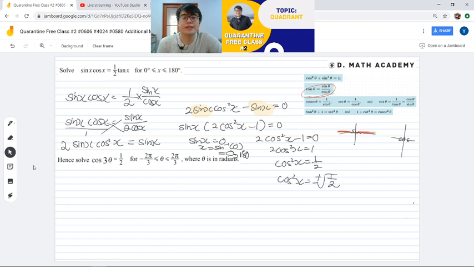As for cosine, as mentioned by the question, it has both positive and negative answer. So this positive answer will be falling at the first quadrant, and the negative answer will be falling at the second quadrant. So let's key in our calculator. So you will get your first result as 45, and the other one over here is actually 180 minus 45. So the result will be 135.